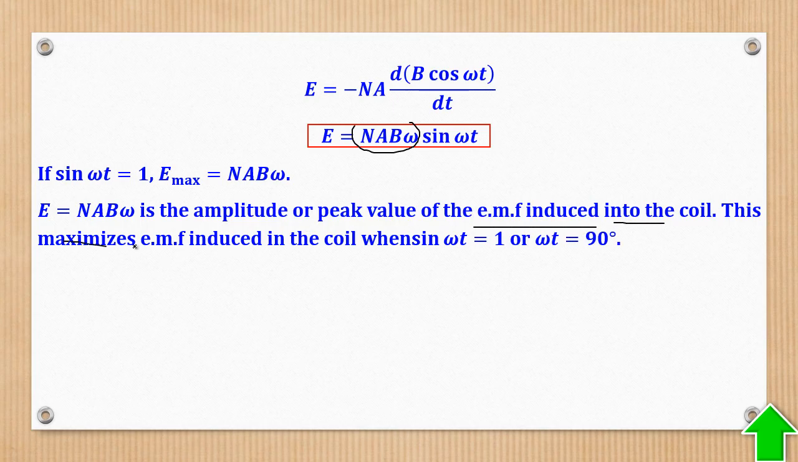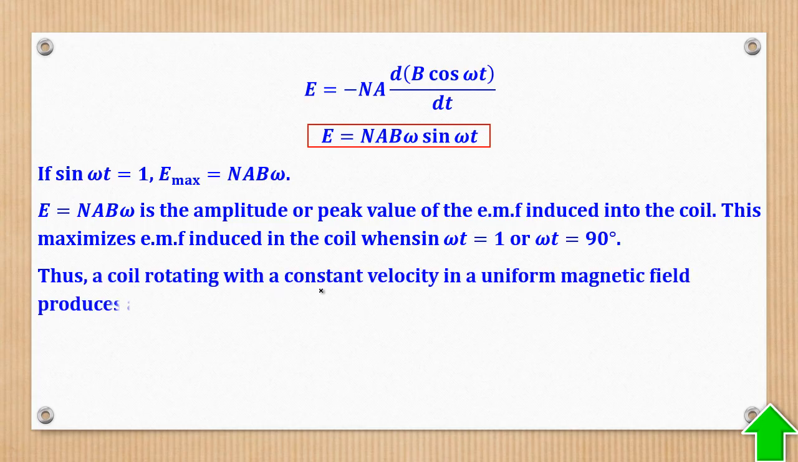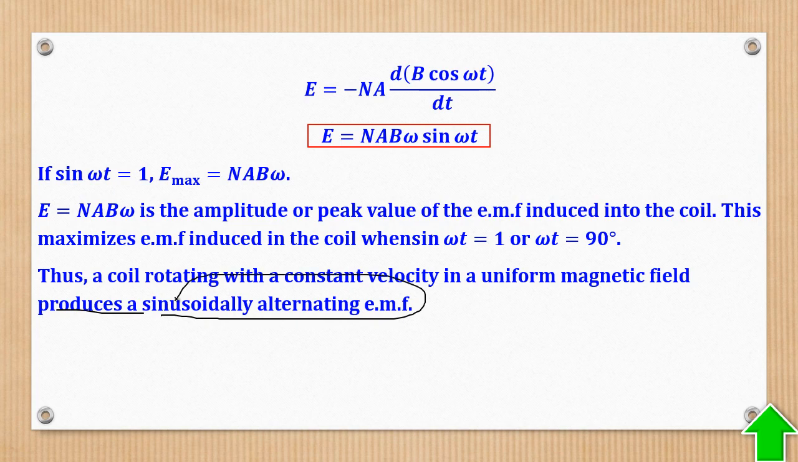This maximizes the induced EMF in the coil when this is equal to 1, or when omega t is equal to 90 degrees. Thus, a coil rotating with a constant angular velocity in a uniform magnetic field produces a sinusoidal alternating EMF. Sinusoidal means it keeps on changing, like a sine wave. Sinusoidal comes from a sine wave. But we will understand this mainly when it comes to alternating current.